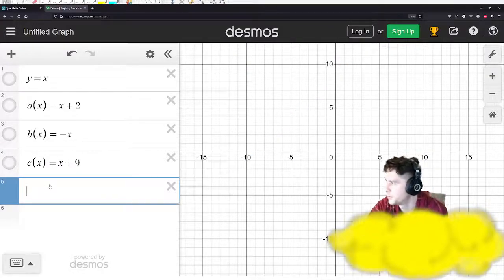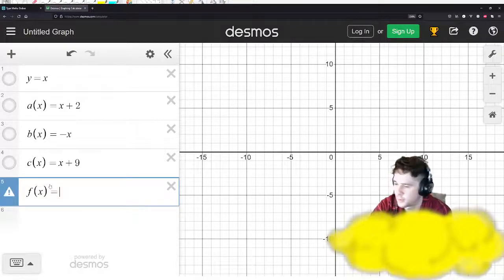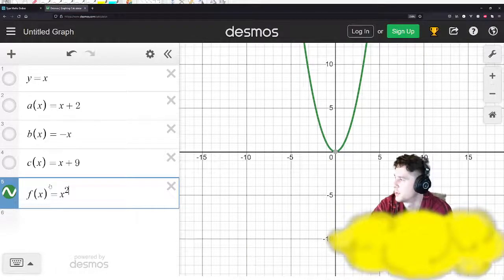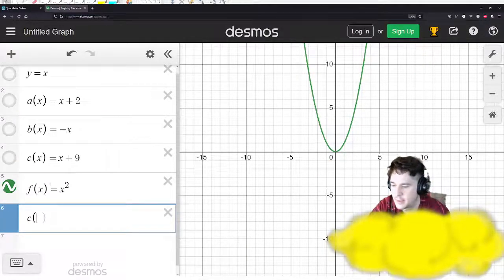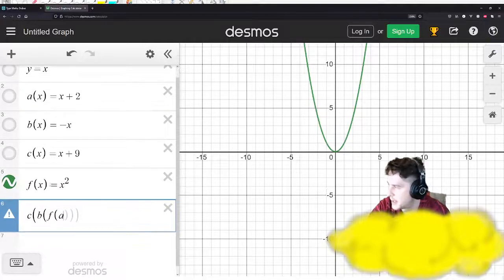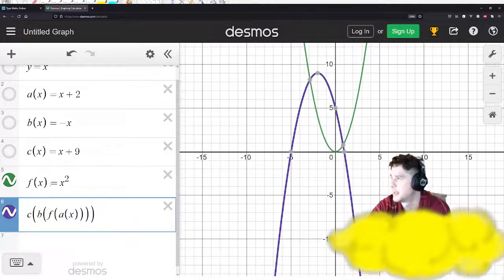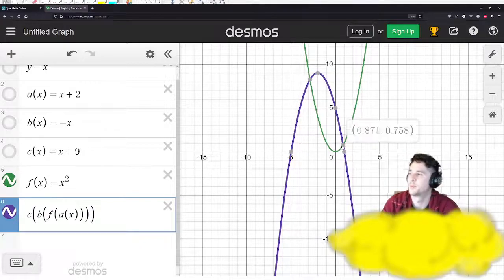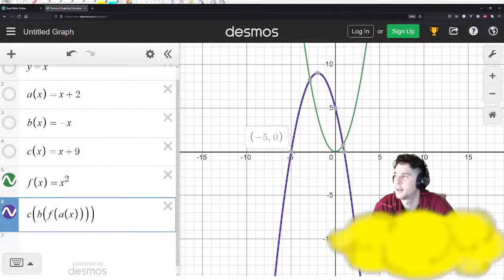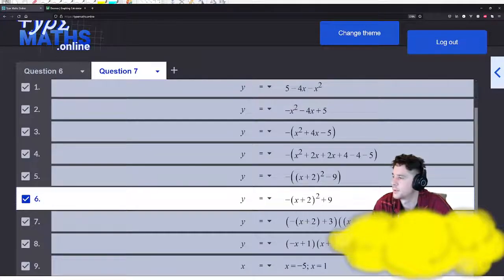So what we want to do is we want to take, if f of x equals x squared, we want to do, let's say, c of b of f of a of x. And so what we get is something with roots at 1 and -5 that's been shifted to the left by 4 and shifted up by 9. Is that left by 4? No, left by 2 and up by 9. So we get -2, 9. And that's exactly what we saw here, shifted to the left by 2 and shifted up by 9.